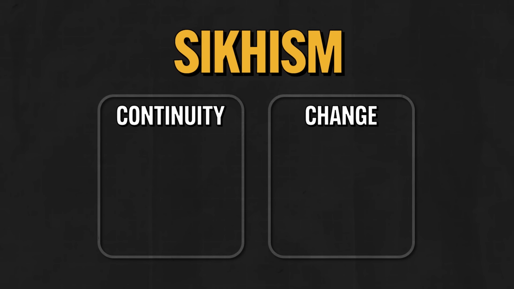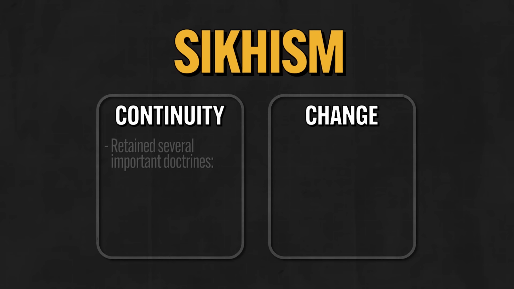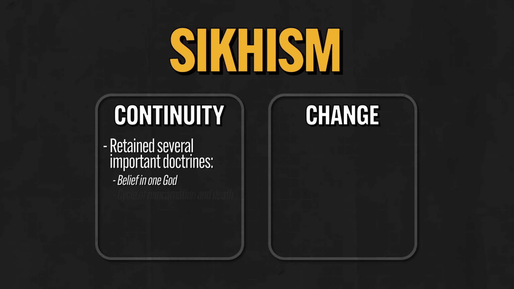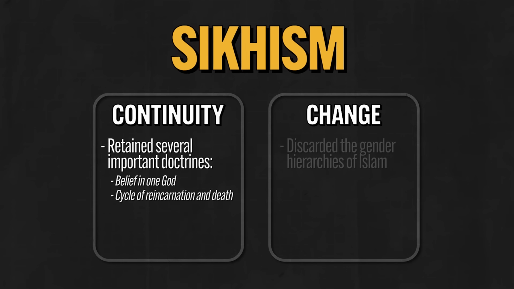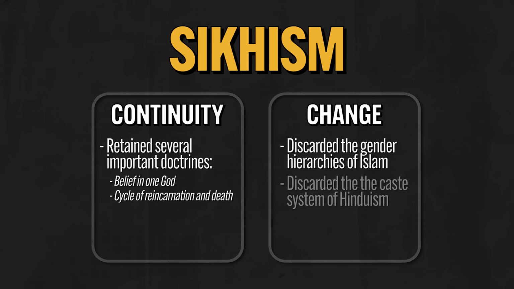Anyway, Sikhism demonstrated continuity with both belief systems by retaining several important doctrines like the belief in one God and the cycle of reincarnation and death. However, it marked a change as well since Sikhism discarded the gender hierarchies of Islam and the caste system in Hinduism.